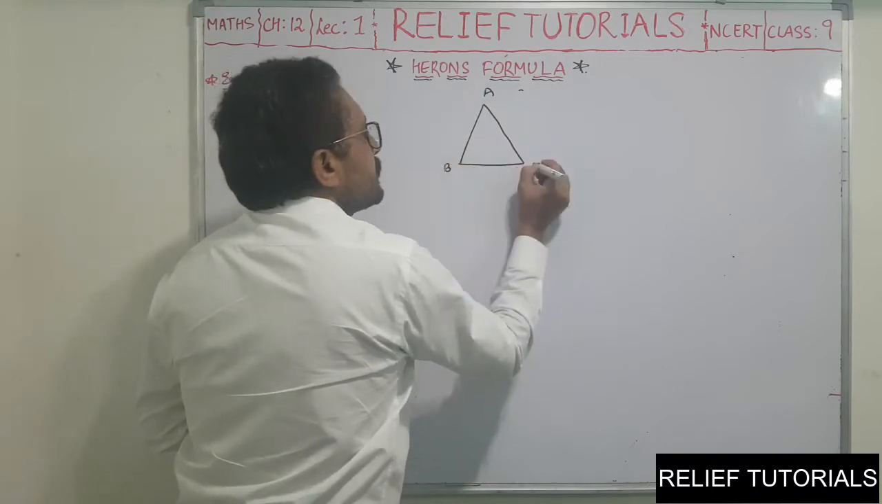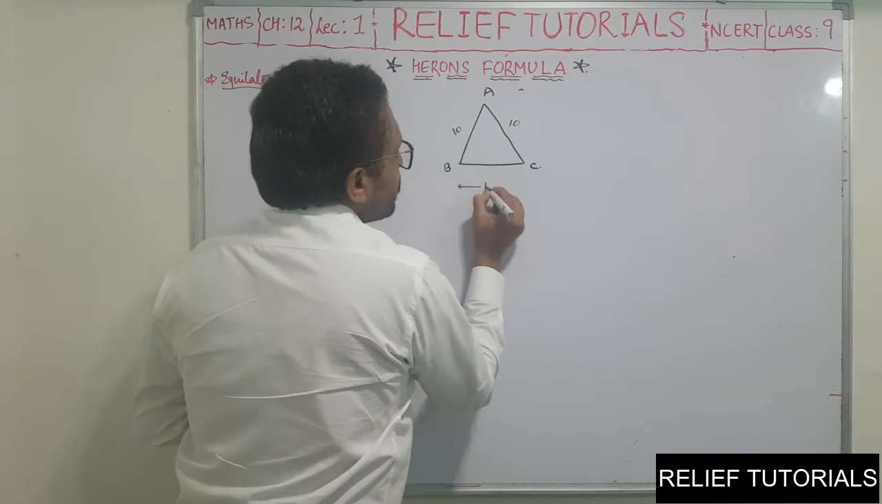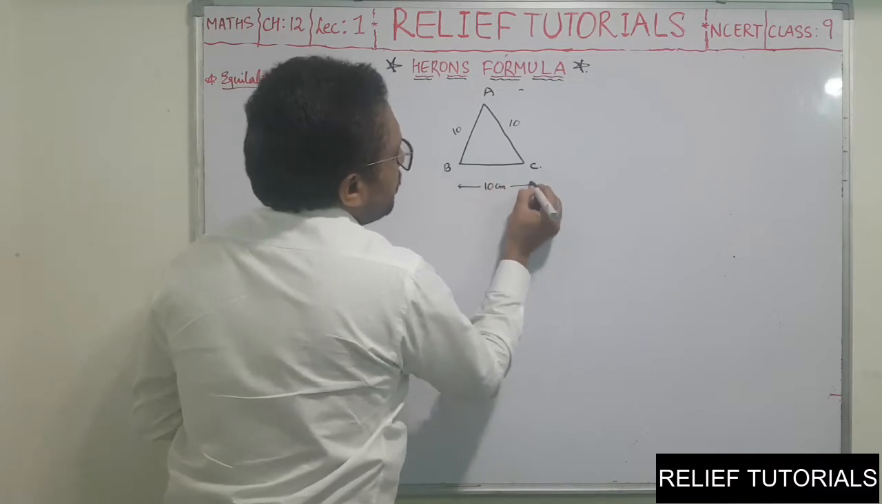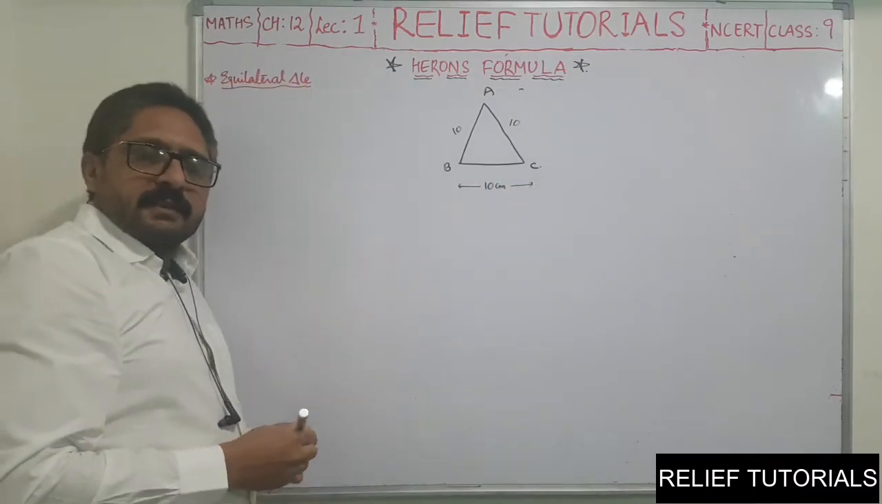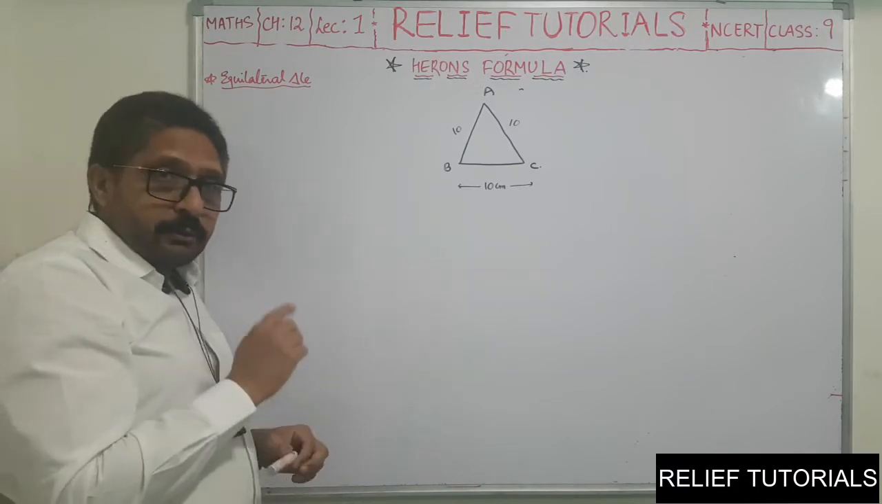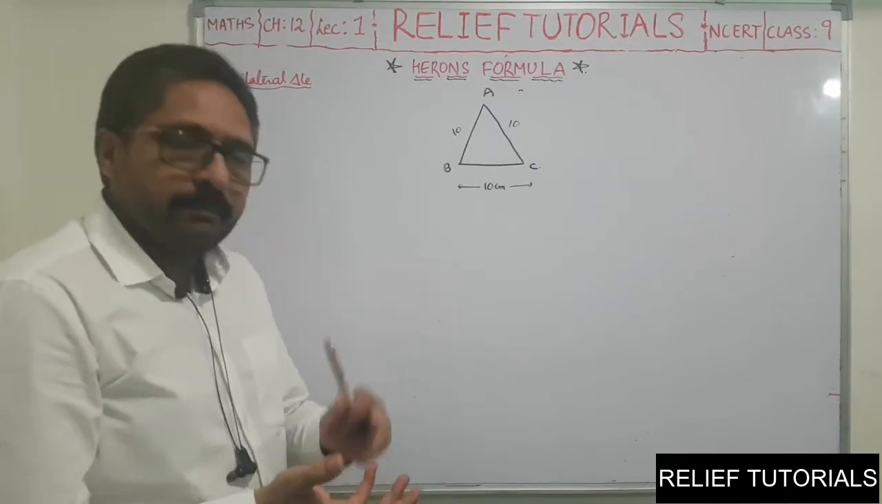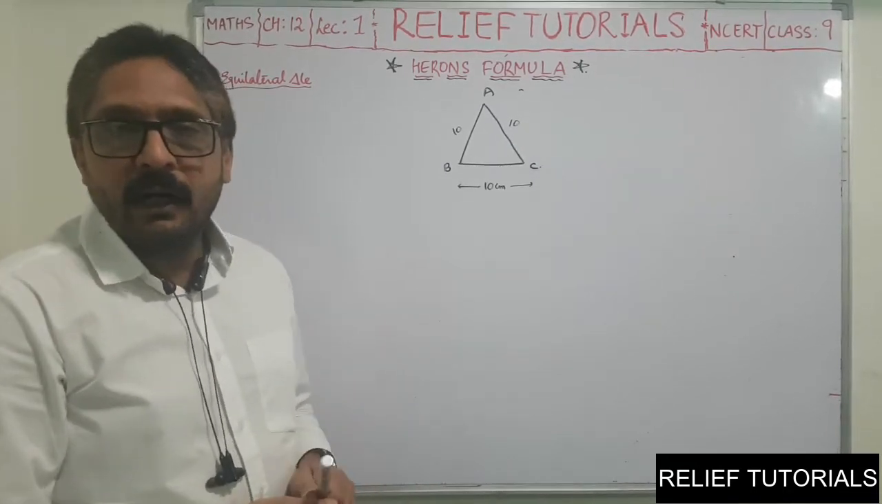A, B, C. And this is 10. For example, this is 10. So naturally, this is also 10 centimeter. The measures of the three sides of the triangle are equal. And here you want to find the area. So I told you, if you want to find the area, you require two things. One is the base, another its corresponding altitude.